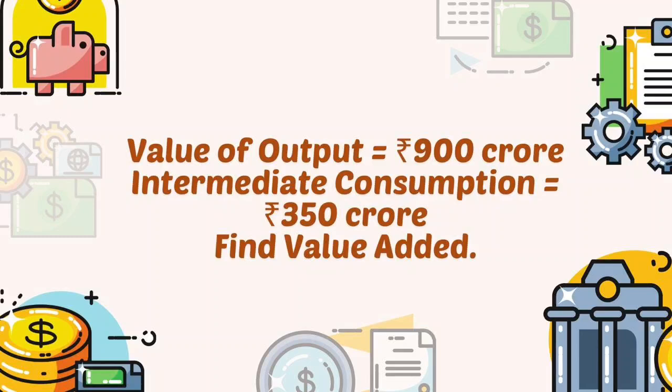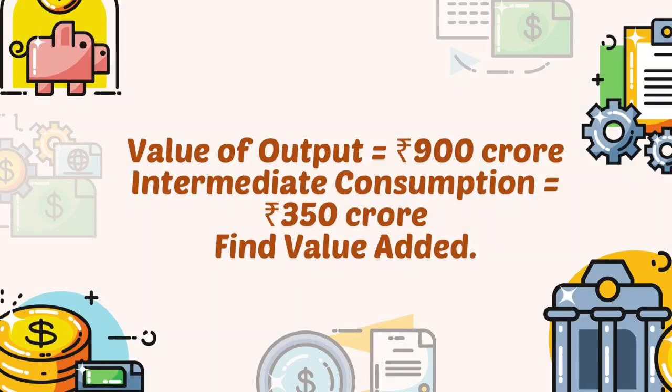Before solving, I always recommend writing the formula first. This not only helps you in avoiding mistakes but also earns method marks in the board examination. The formula is value added is equal to value of output minus intermediate consumption. Now let's substitute the values. So value added is equal to 900 crores minus 350 crores, that is equal to 550 crores. So the correct answer is 550 crores.